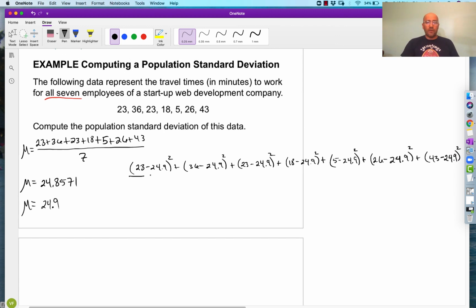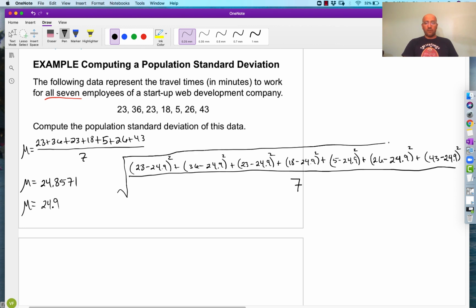So now all of this gets divided by 7. Those are 7 values in our set. And then finally, as a last step, we take the square root of all of this. And that will be sigma. Sigma, the population standard deviation, is defined by this. Very, very ugly. Okay, so it's still 7 numbers. It's still manageable, even if it's ugly. So we could do it. But we do want to take away some of our arithmetic.